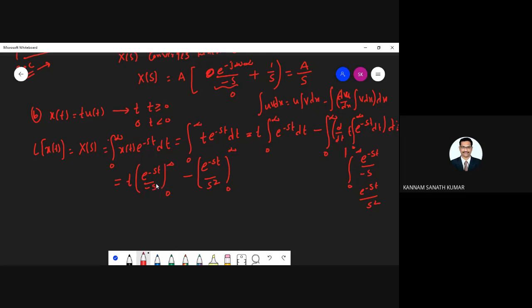Now you have to see, s is equal to what? s equal to sigma plus j omega. So you have to keep s equal to sigma plus j omega. So t into e power minus sigma plus j omega into t divided by minus s between the limits 0 to infinity, minus, e power minus sigma plus j omega into t by s square between the limits 0 to infinity.